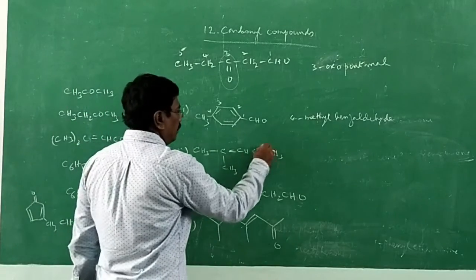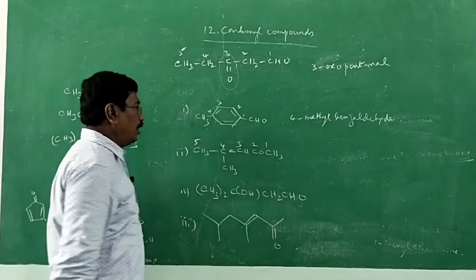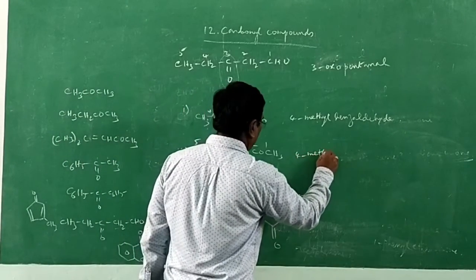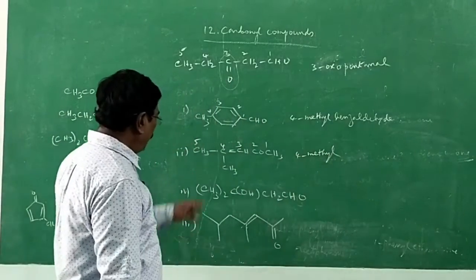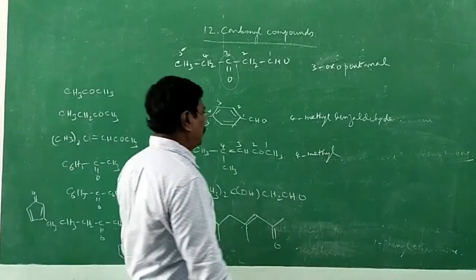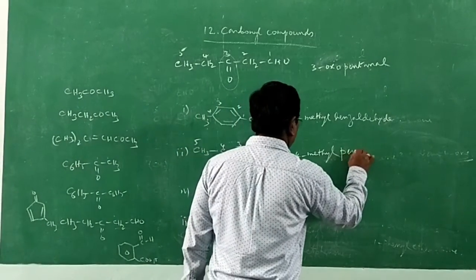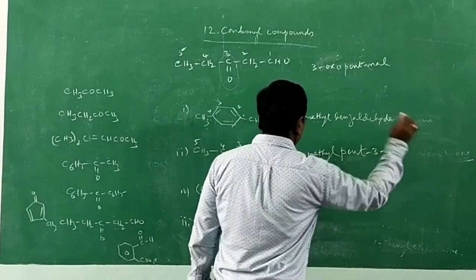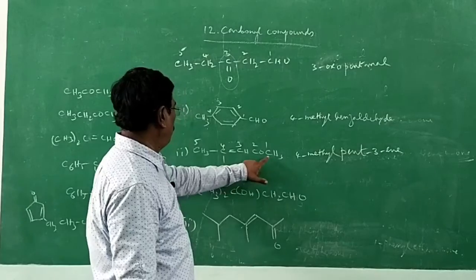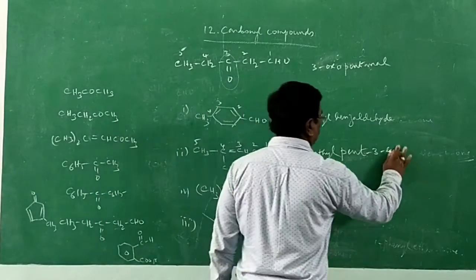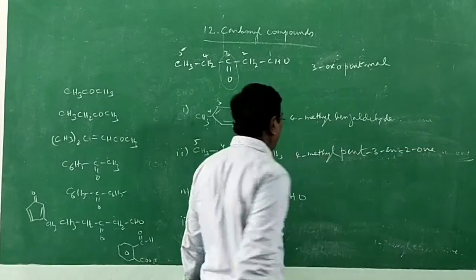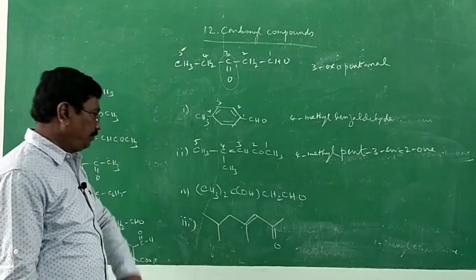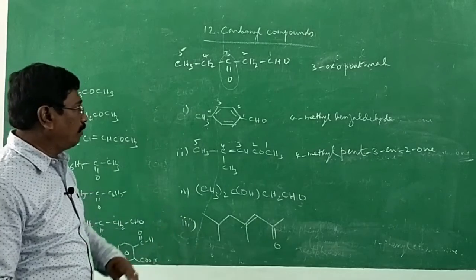What about next one? 1, 2, 3, 4, 5. Totally 5 carbon atoms. At the fourth carbon atom we have methyl. Therefore 4-methyl. We have assigned the name already. 4-methyl, ene at the third carbon atom, pentene. 4-methyl pent-3-en-2-one. That's all. What about this one? Third one. Let us try third one. After that, let us go in for fourth one.